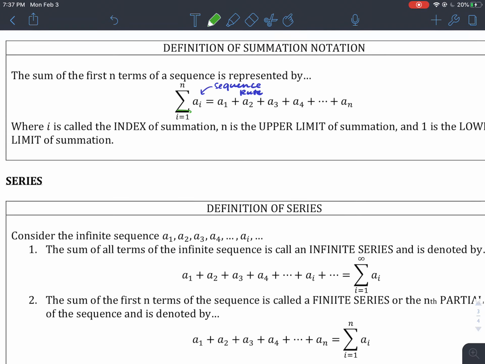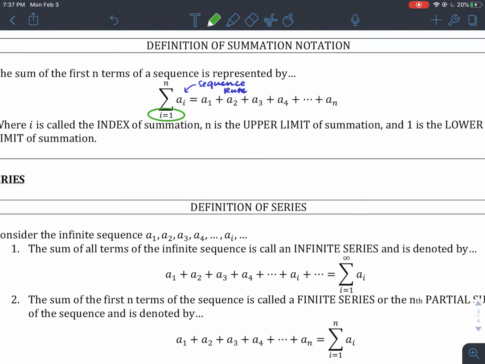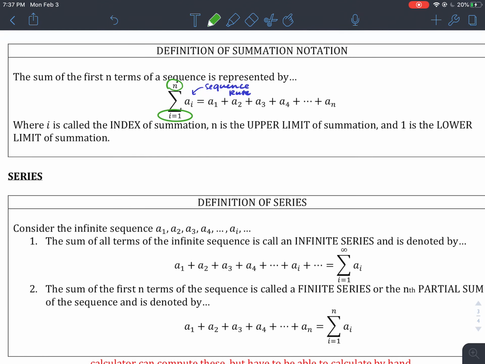i is the index. Down at the bottom of this sigma notation is what we call our lower limit. So typically that starts at 1. It doesn't have to. It could start at 2, 3, 4, 5. Most of the time it's going to start at 1. That's our lower limit. And then n up at the top, that is our upper limit. So we're summing the first terms 1 through n. So this summation notation is just saying a sub 1 plus a sub 2 plus a sub 3 plus a sub 4 all the way up to a sub n.